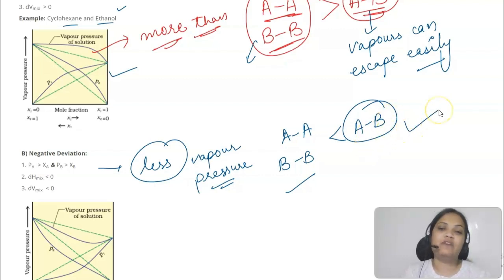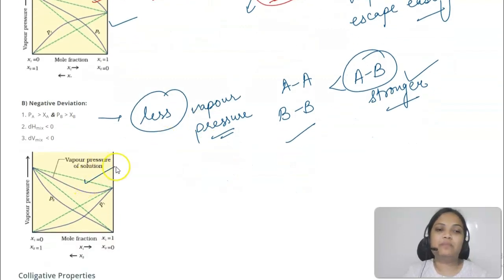So in this case you have to remember the AB interactions are stronger than the AA and BB interactions. Okay, so the vapor pressure would be lesser. So that's what is shown in the case of negative deviation. All right.